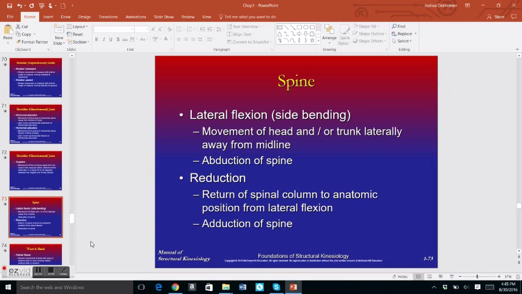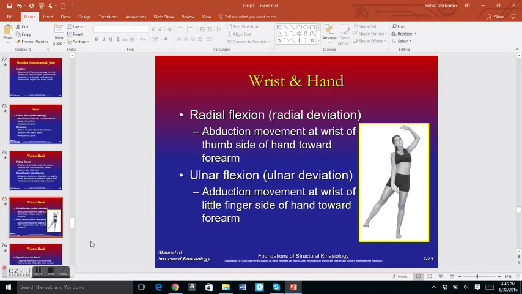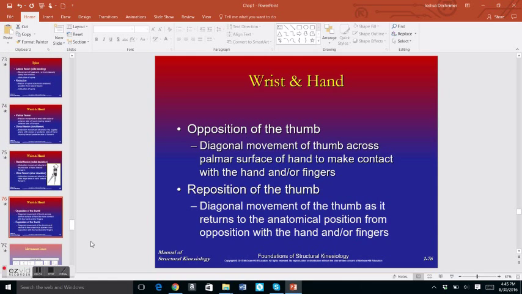We have lateral flexion, then reduction is coming back to the anatomical position. Palmar flexion is wrist flexion, dorsal flexion, wrist extension. And then we also have radial flexion, which means basically taking an anatomical position, taking my wrist towards my radius. Ulnar flexion, ulnar deviation, taking my wrist towards my ulna. Opposition of the thumb brings my thumb across my palm. Reposition of the thumb repositions it to the original position.